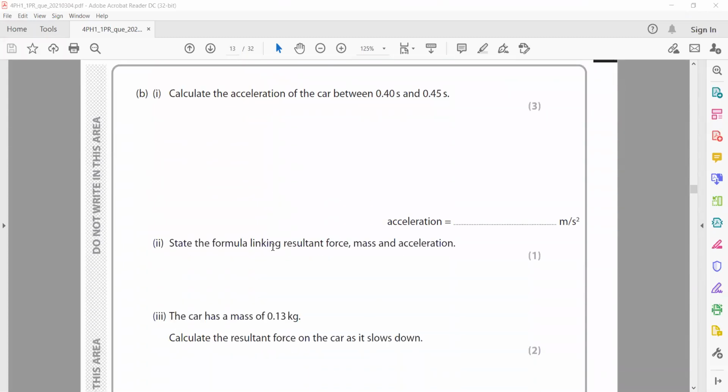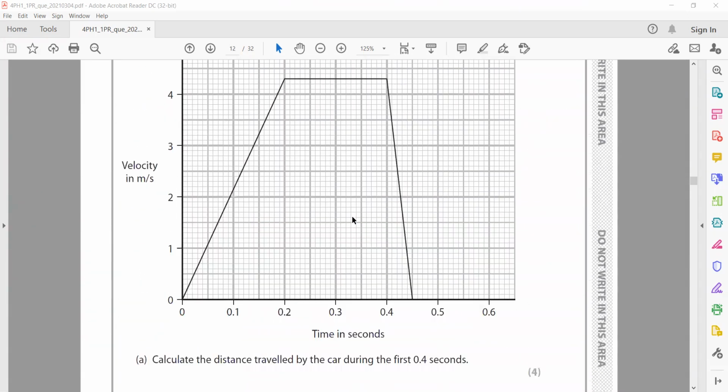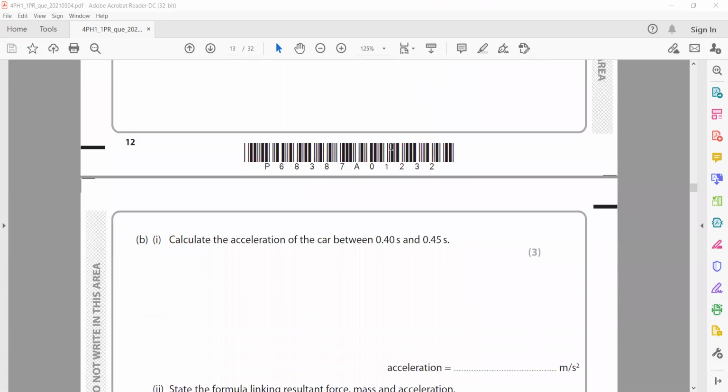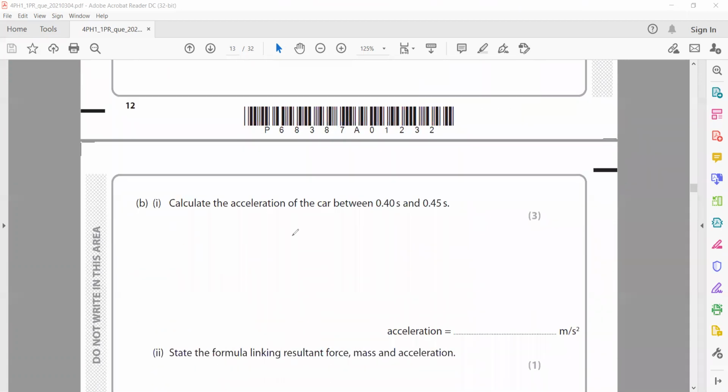Calculate the acceleration of the car between 0.4 and 0.45 second. So on a velocity time graph the gradient represents acceleration, from 0.4 to 0.45 second. So it is decelerating, it's v minus u over t, it's a straight line. We can find the gradient, or we can use the formula v minus u over t. So the final is 0, the initial is 4.3. So 0 minus 4.3 divided by the time interval 0.05. So the deceleration will be 86 meters per second squared.